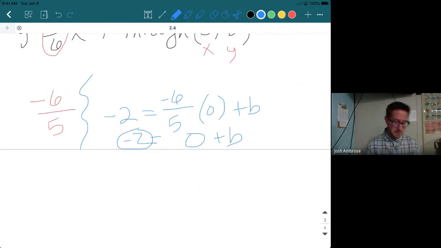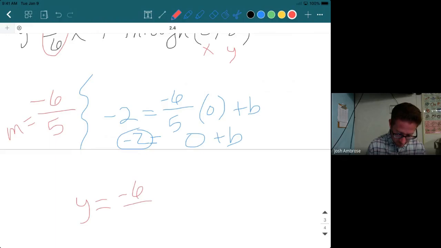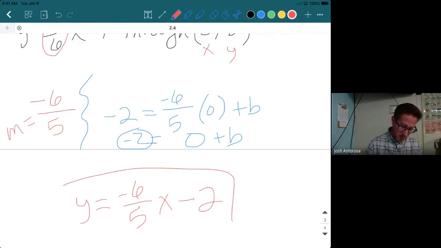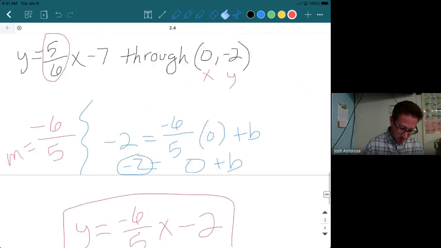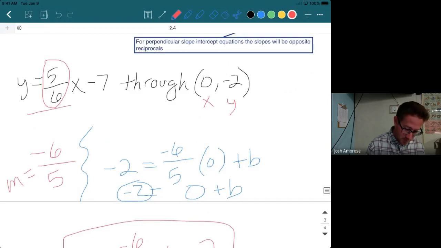Okay, we have the slope. Remember, the slope, that's right there. That was the opposite reciprocal. We just calculated our b value. So now let's put it all back together to create the slope-intercept that is perpendicular to the original. So now we have y equals negative 6 over 5 x minus 2. That is the slope-intercept equation that will be perpendicular to the original equation, that in this case, that was the original right there.